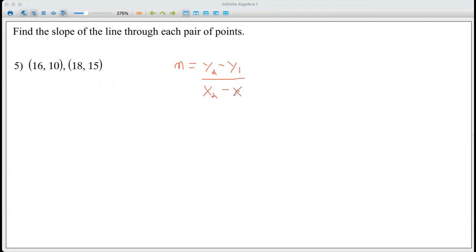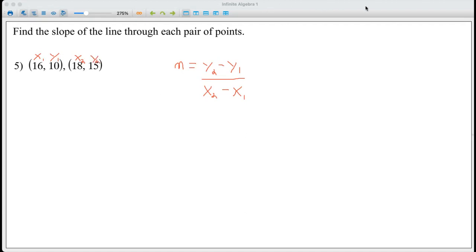Hopefully you remember that formula. Remember, step 1 is to label. So this is the x and the y. So x1, y1, and this is x2, y2. I think I'm going to leave these labels on when I do another example here. Speed things up.